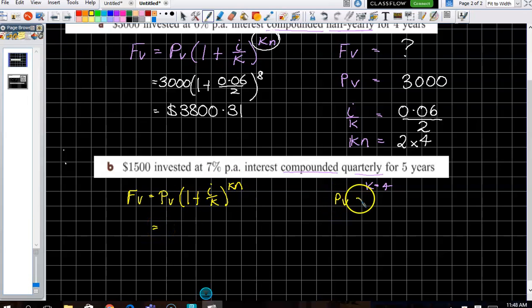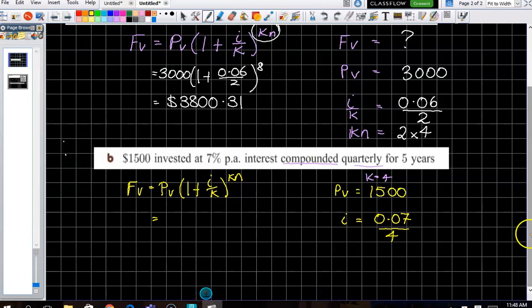What's our present value? 1,500. What's my I? Not just 7. Excellent. 0.07. And because it's compounded quarterly, what am I dividing by? Yes. 4. Your power here. I've got the power.